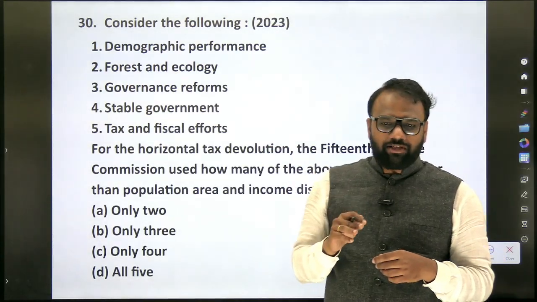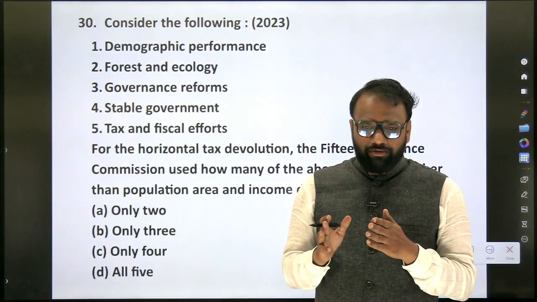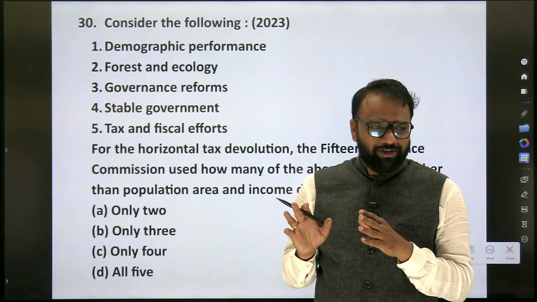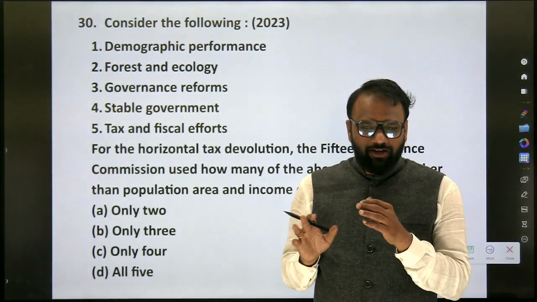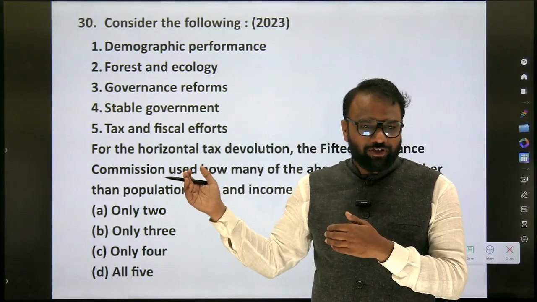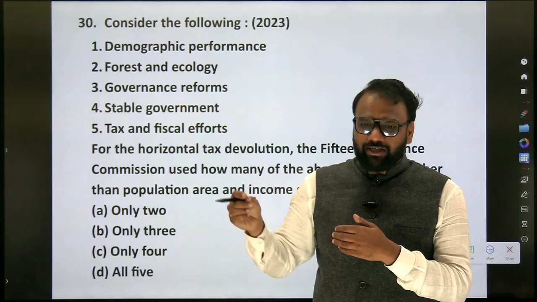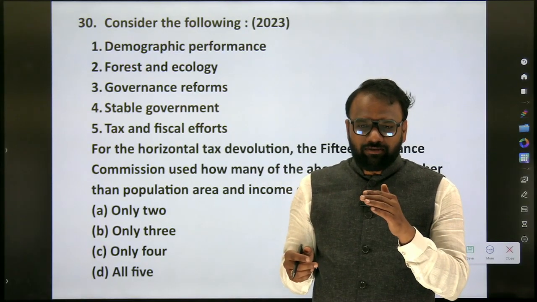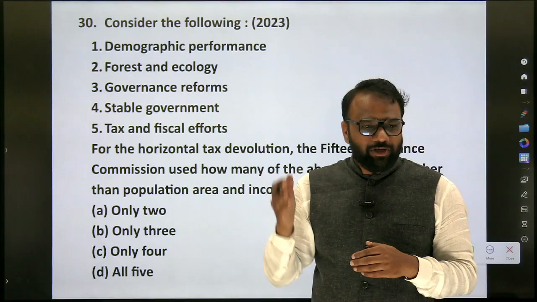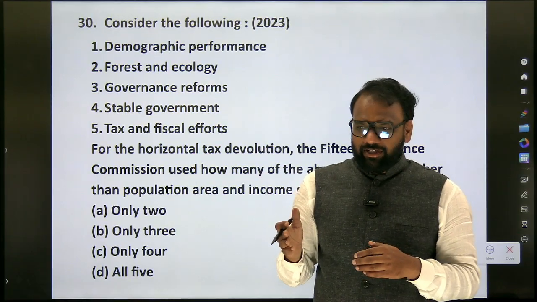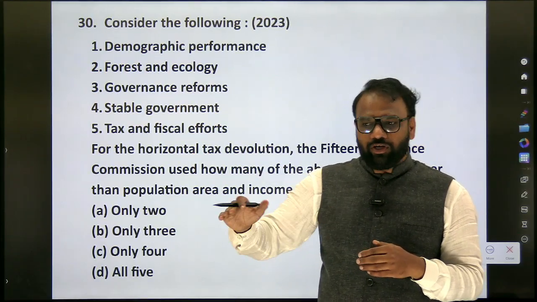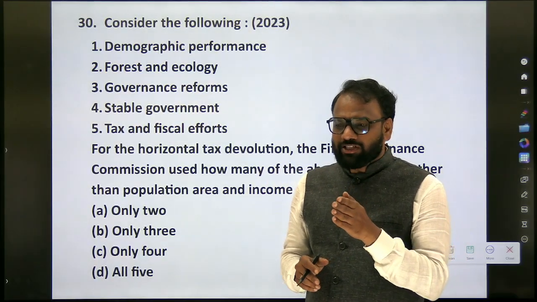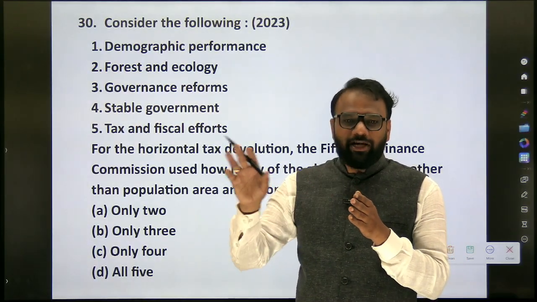So 15th Finance Commission. In 2024, I think there was no question. But in 2025, there was a question indirectly on the 15th Finance Commission. In 2025, we saw a question wherein we were able to eliminate based on just one criterion. What was that criterion? The devolution. As per the 15th Finance Commission, what is the devolution? 41%. Okay. So is that vertical devolution or horizontal devolution? Vertical devolution.